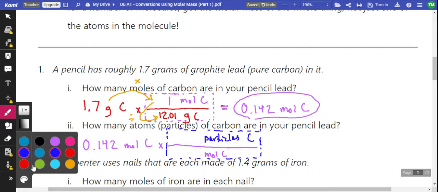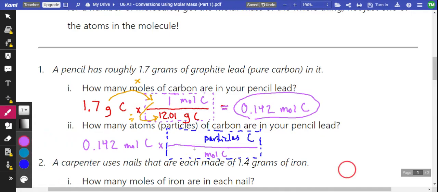Conversion factor. All right, and in 1 mole of carbon, there are 6.02 times 10 to the 23rd particles of carbon. Okay, just like before, if I multiply by the top, divide by the bottom, I should get my answer.